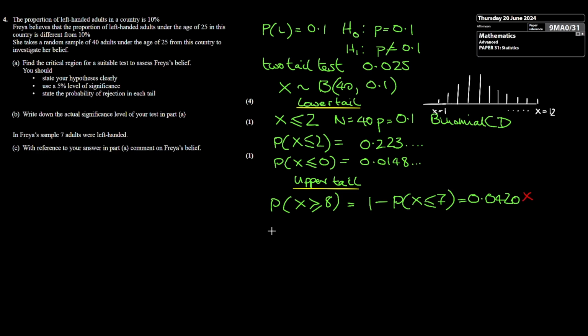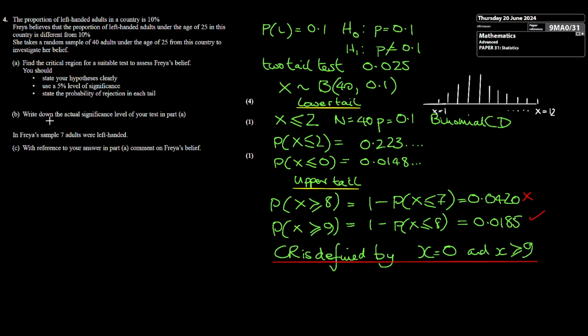So let's go on one. I now try the probability of X being greater than or equal to 9, which again is equal to 1 minus the probability of X being less than or equal to 8. Work that one out and we get 0.0185. And that is in the critical region. So I can say that the critical region is defined by X is equal to 0 and X is greater than or equal to 9.